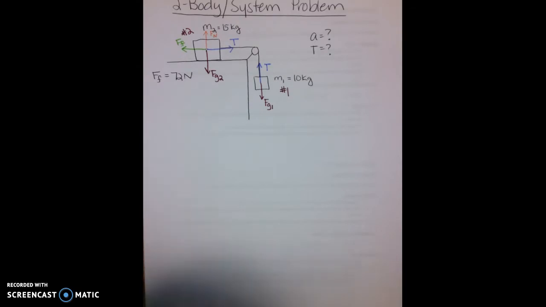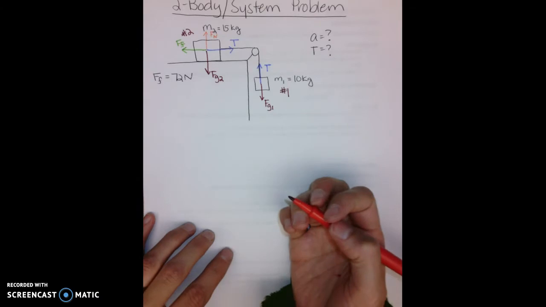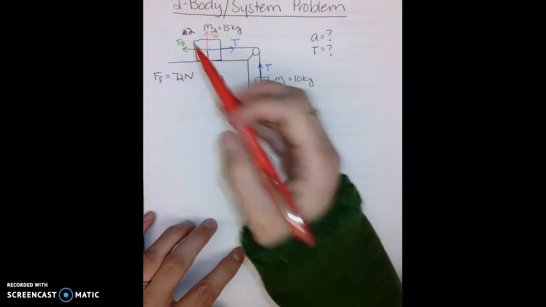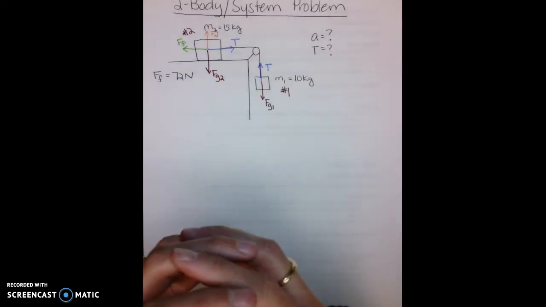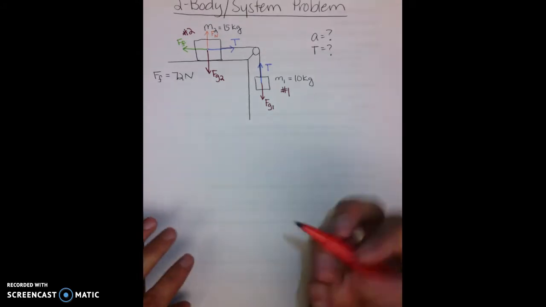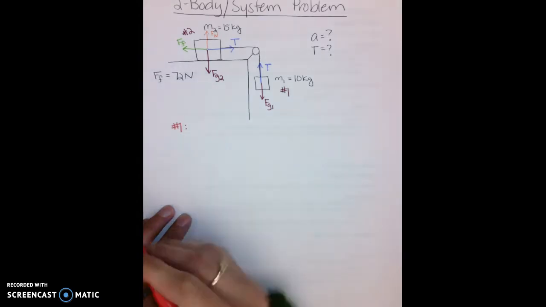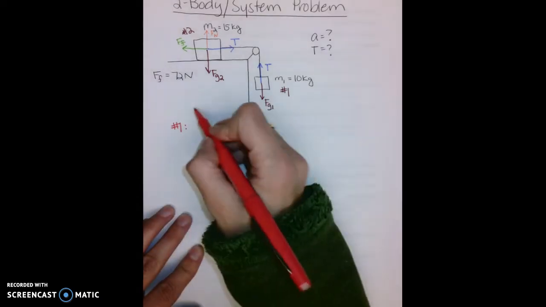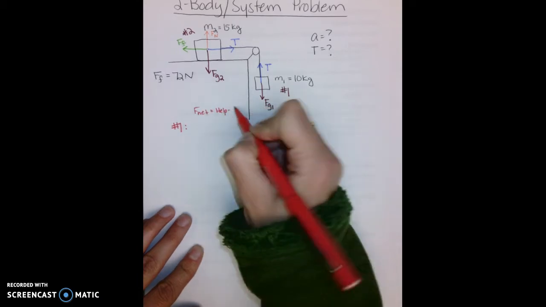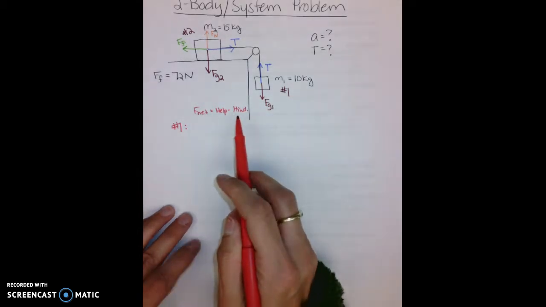All right, so with a system problem, the next step is to write a net force equation for each object. Then we're going to combine them into one equation for the system. Okay. So starting with object number 1, my F-net equation. Remember, that's the helping forces minus the hindering forces. So let's just think of forces in terms of helping and hindering.